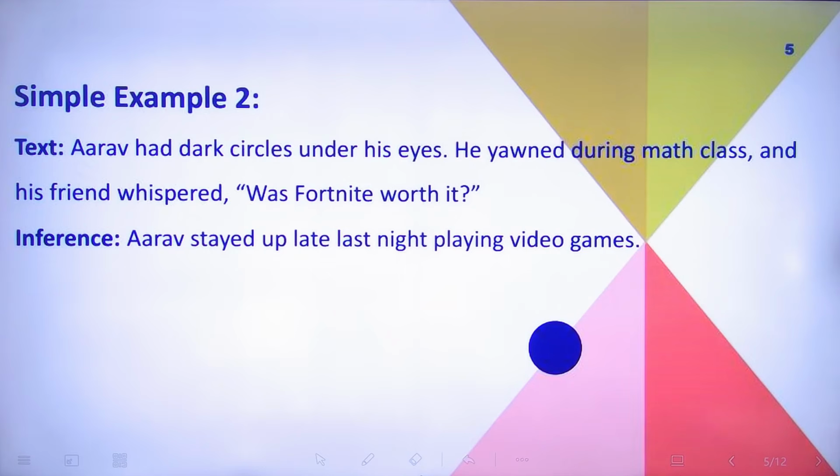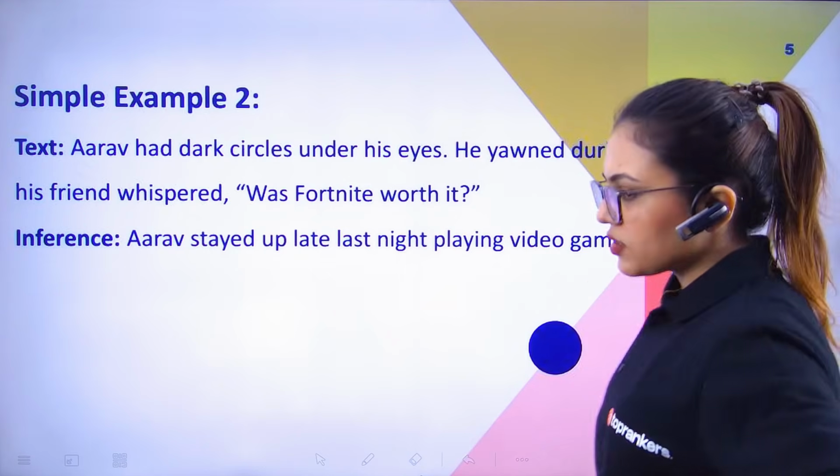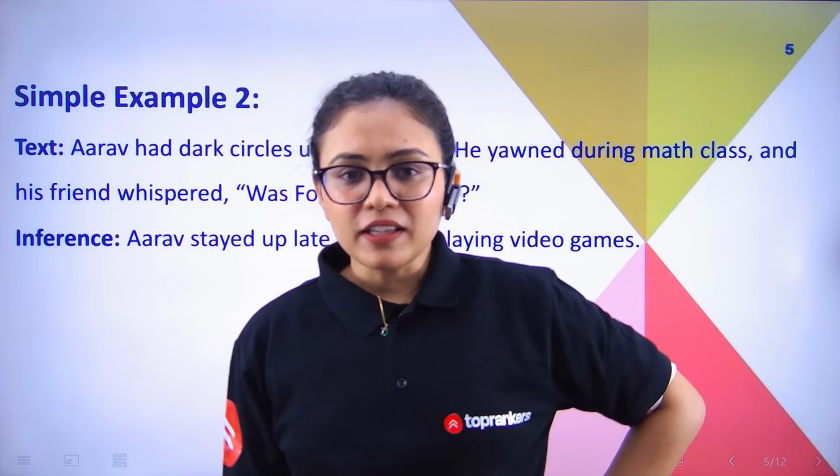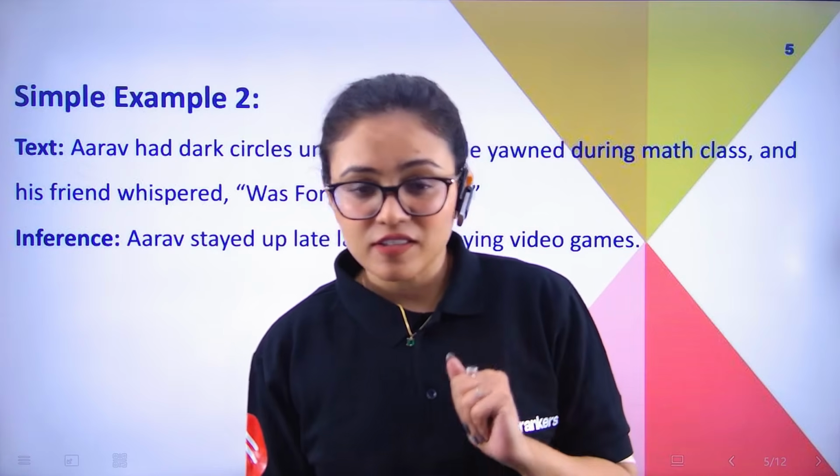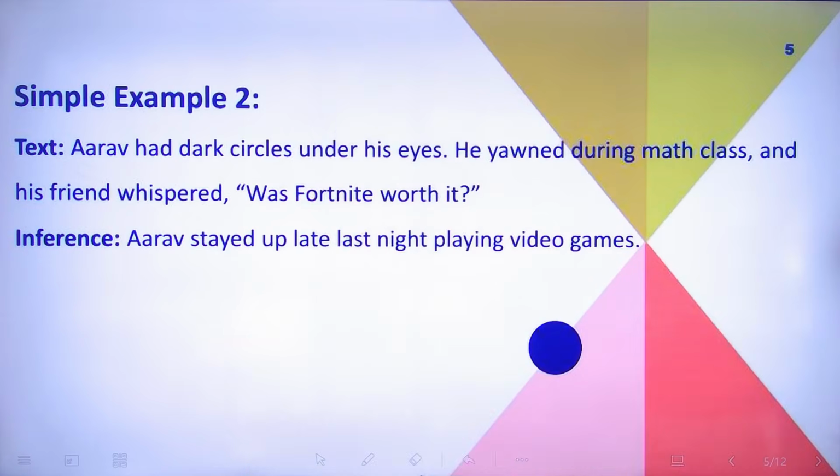That's an inference. Has it been written anywhere that he was playing video games? No. But the name Fortnite has been mentioned, and we can definitely conclude that it is a video game, and that's the reason he has dark circles now.